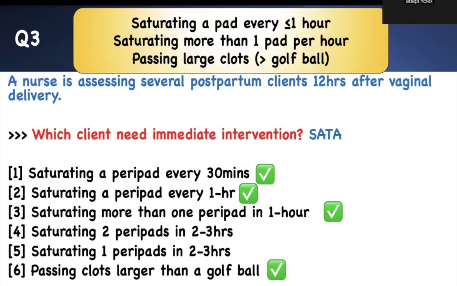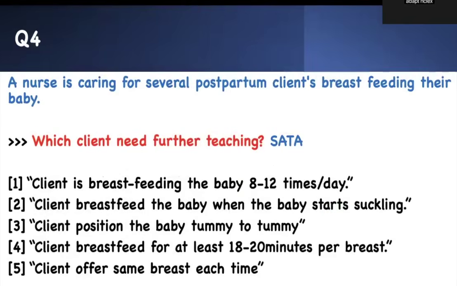Saturating 2 peripads in 2 to 3 hours, if you calculate it, that means on average, when you saturate 2 peripads, it is about 1 hour and 30 minutes. That's okay. And if you're saturating 1 peripad in 2 to 3 hours, that means it's also more than an hour. So that is good. So 4 and 5 are not the problem. They are moderate, but they are not severe. They don't indicate excessive hemorrhage at 12 hours. So that is the content.